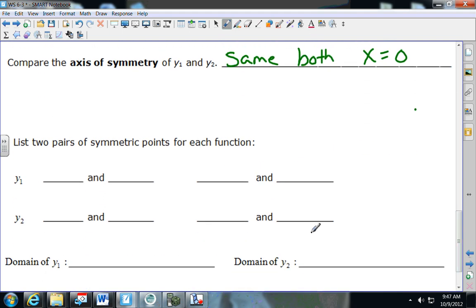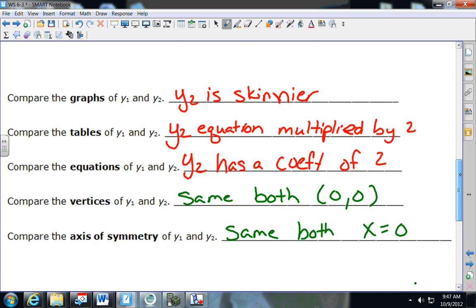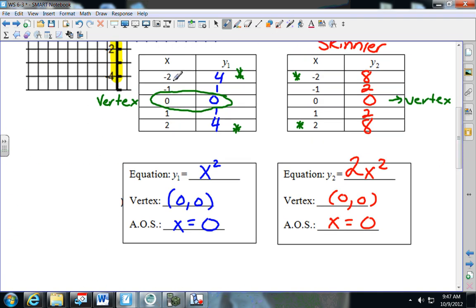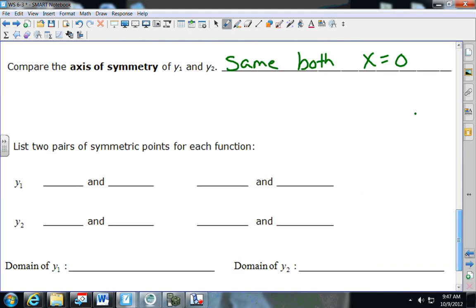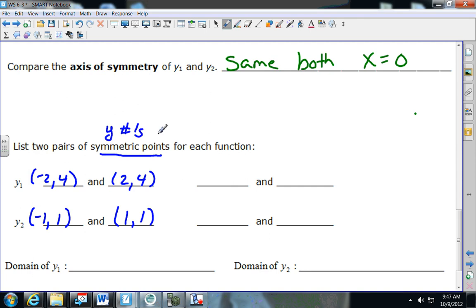It says list 2 pairs of symmetric points for each one. When we look at y1, which is the blue one, we already talked about that one set is negative 2, 4 and 2, 4. So let's go back on our paper and write negative 2, 4 and 2, 4. The other one in that table was negative 1, 1 and 1, 1. In symmetric points, what is the same? The y numbers are the same, right?